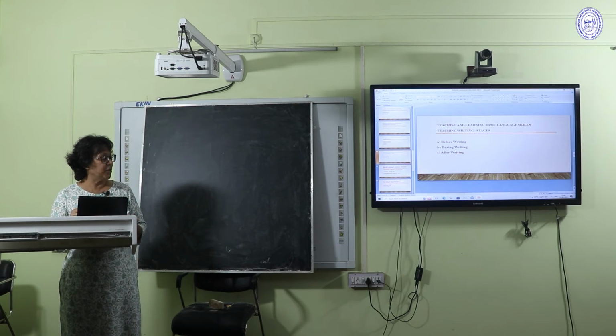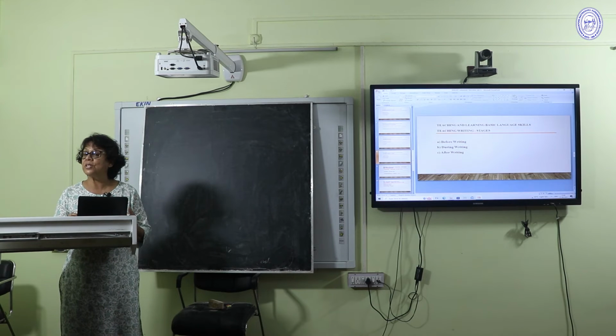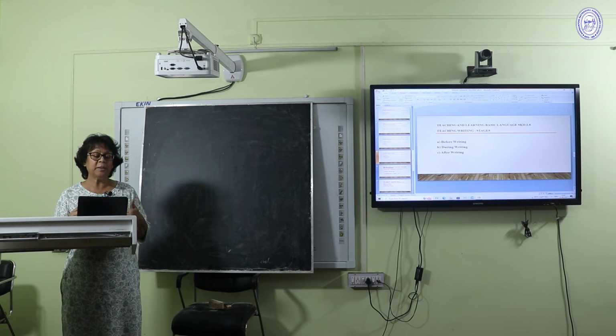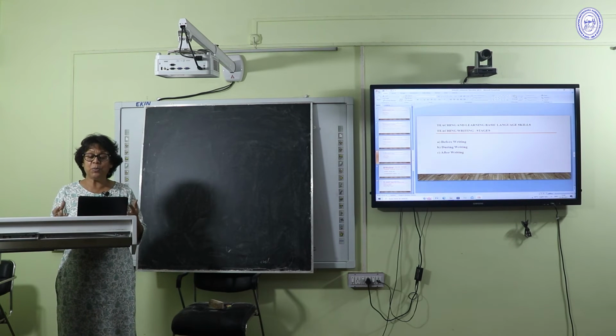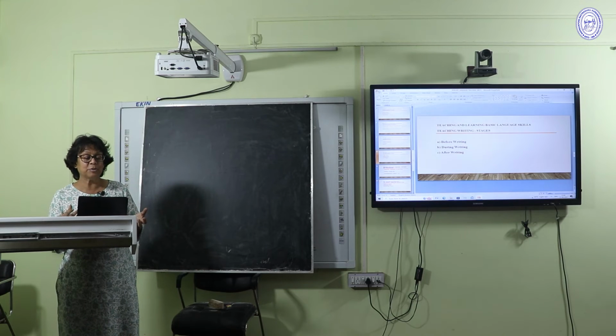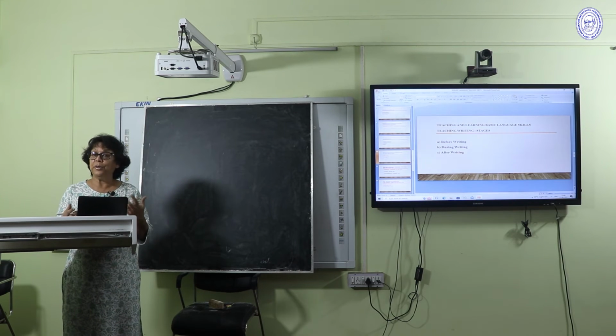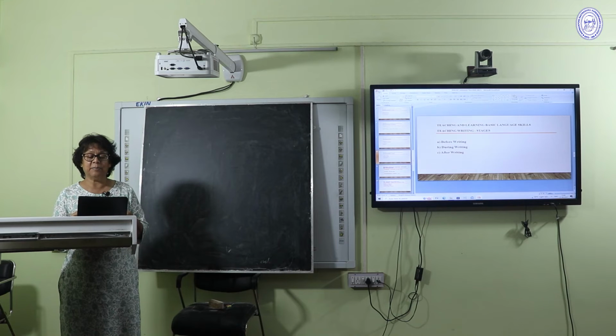Coming to the last point, after writing, this involves 3 steps. Number 1, publishing students' writing. The teacher encourages students to publish their writing in different ways. It can be in the classroom, in the school, the newspaper, or magazine. They can collect their written work in a classroom book. They can put it in the classroom or the school library where other students can borrow and read it.